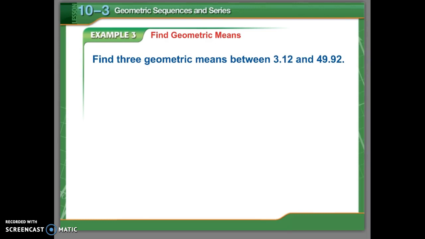All right, for example 3, what we're going to do is find missing numbers in a geometric sequence, and that's what a geometric mean would be. So it says we need to find 3 geometric means between 3.12 and 49.92.